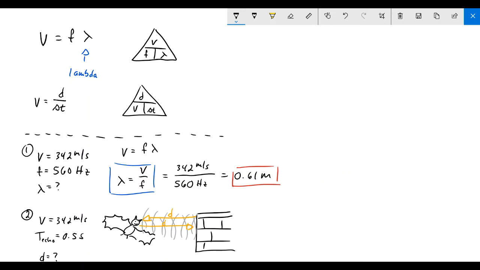So what I'm going to do, let me just move this down a little bit. I need to find out the time that it took to travel that distance once. And the way that I do that is I take my echo time and I just divide it by 2. So I'll have my 0.5 seconds divided by 2. And that gives me 1/4 of a second. And now I can use that to figure out the distance. So we can say it took 0.25 seconds to go this way, and then another 0.25 seconds to come back.